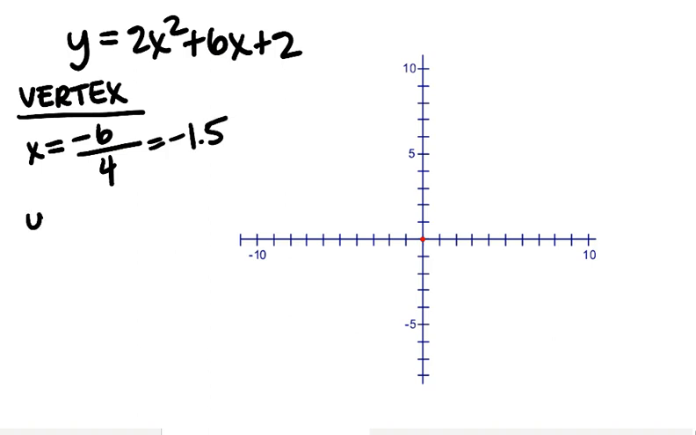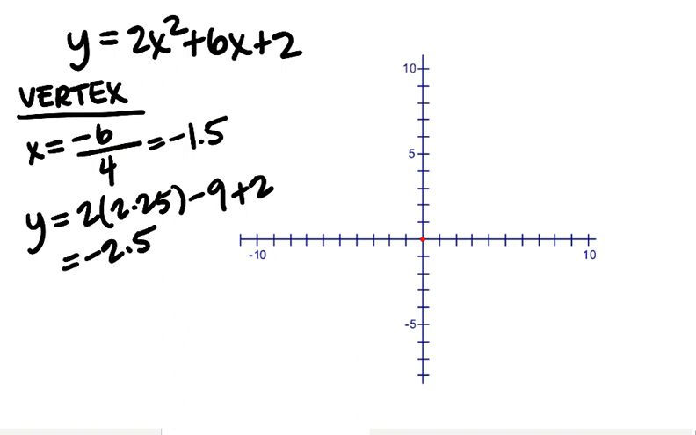And then y, we are going to plug that in. So 1.5 squared is 2.25, times 2 is 4.5. 6 times 1.5 is 9. So that's going to be minus 9 plus 2. All right, so 4.5 minus 9 is negative 4.5. Plus 2 is negative 2.5. Okay, so I've got negative 1.5 here and negative 2.5 down here, so that'll be the vertex.